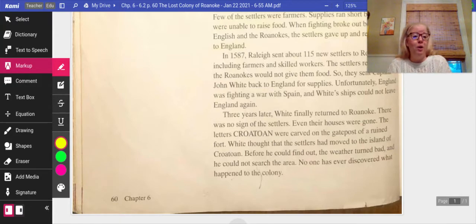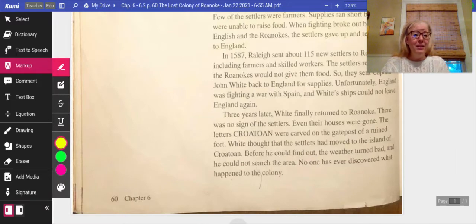He's expecting this big welcome. He gets there, he looks around, and nobody's there. So they explore, and all they see are these letters carved into the gateposts of this fort. There's no houses. There's no evidence of the people that were there. So this is a very famous history mystery, and we will be talking more about it next week.